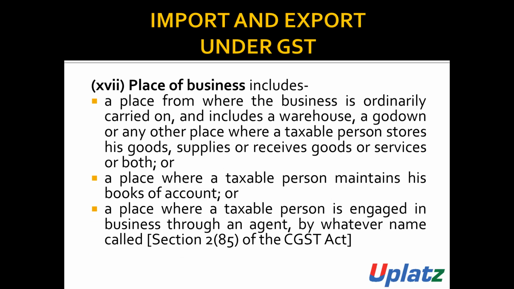Place of business. What is the meaning of place of business? Section 2, subsection 85 of the CGST Act defines the meaning of place of business. A place of business includes a place from where the business is ordinarily carried on, and it includes a warehouse, a godown, or any other place where a taxable person stores his goods, supplies or receives goods or services or both.